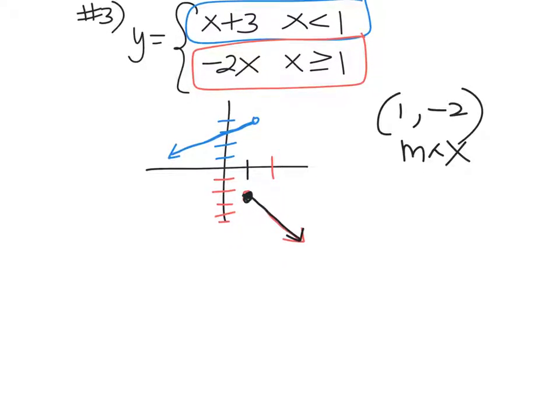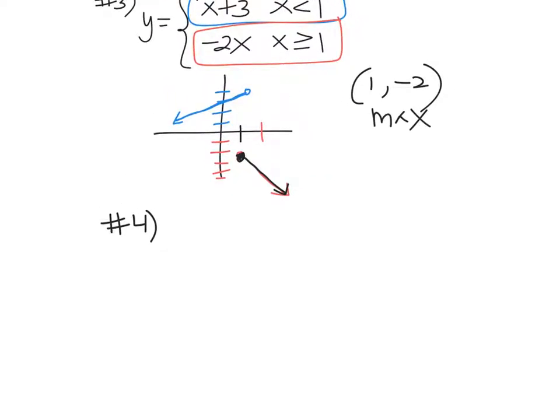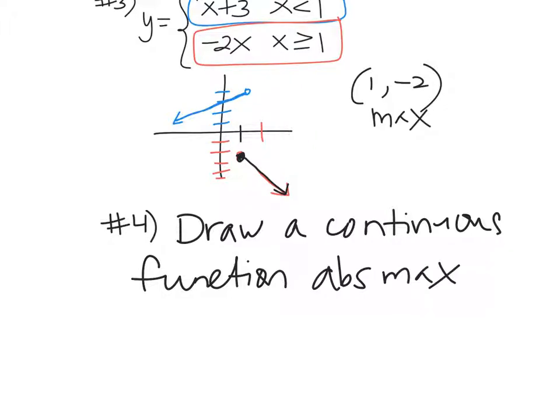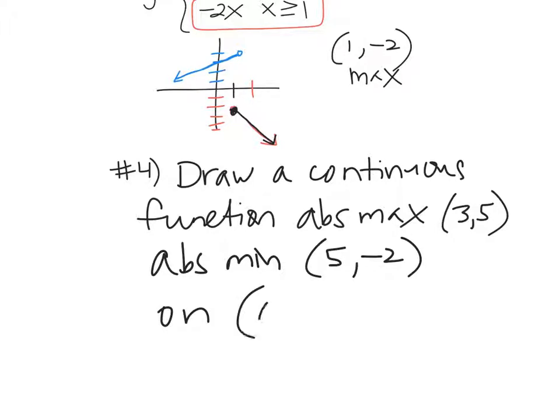Okay, now I'm going to give you one that you have to draw for me. Are you ready for it? Okay. Here we go. You're going to draw a continuous function that has an absolute max at 3, 5, an absolute min at 5, -2, and it's on the interval from 0 to 10.